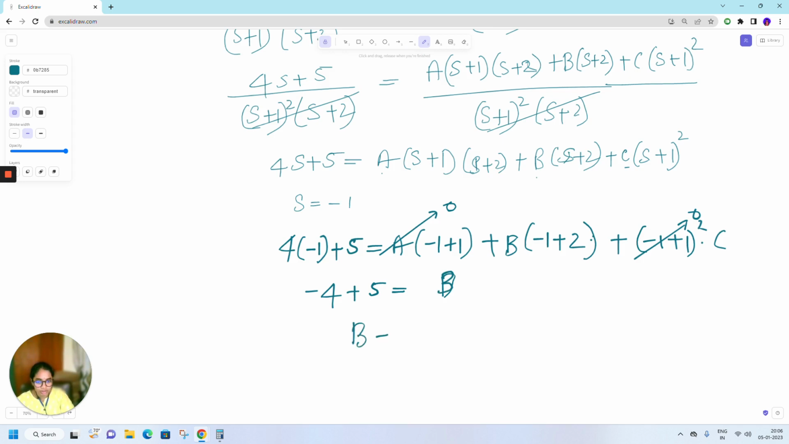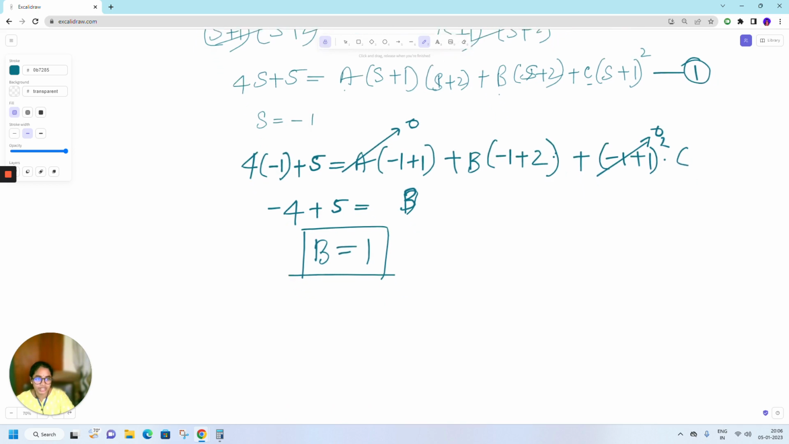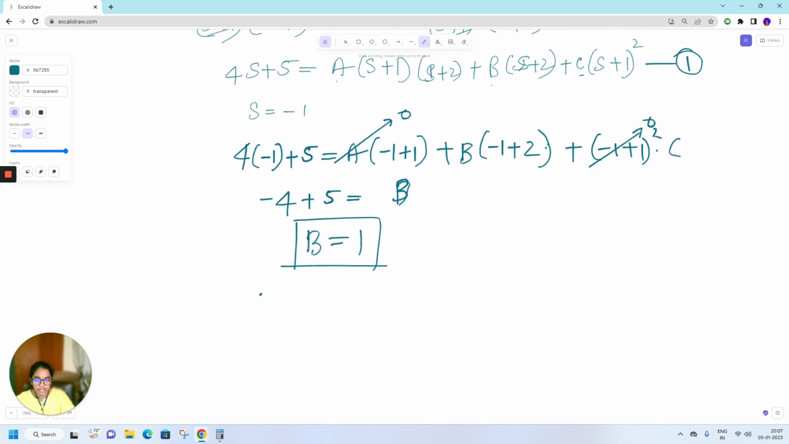So what is our b value? B value is 1. What is the next step? I would have to find the a value. For finding the a value, what can I take s value as? I cannot take it as minus 2, agree? If I take 0, even that wouldn't help. So what I'll do is simplify the equation. I'll try finding the other a and c values by equating coefficients.